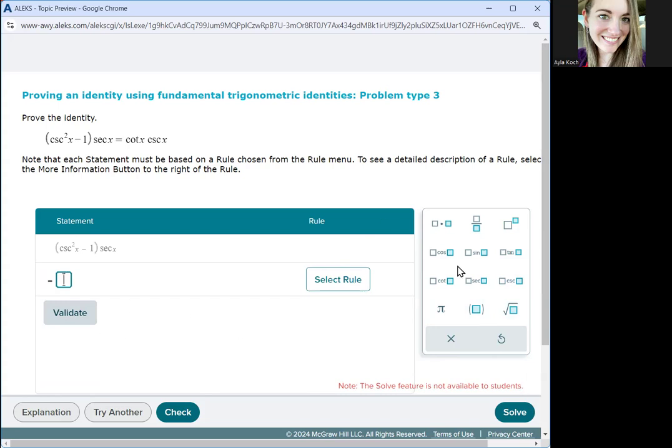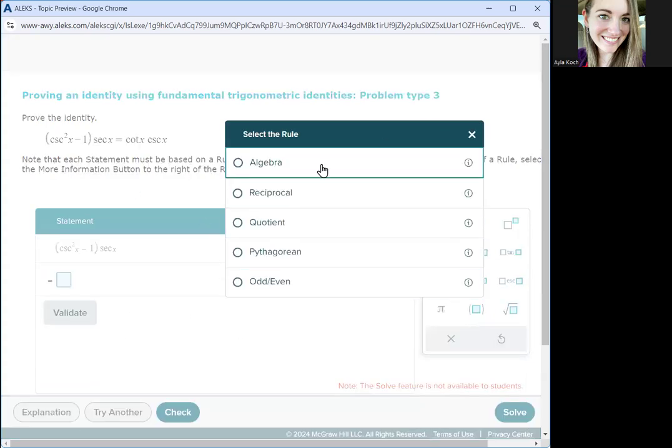So yeah, that's how all of that works. Select the rule on each one. Remember, reciprocal and quotient have to be done separately. And it's actually nice because you can't get them wrong unless you purposely get them wrong. You can validate every step along the way.